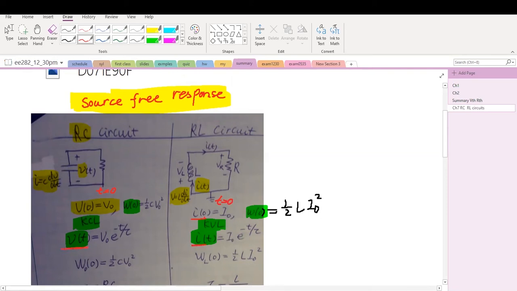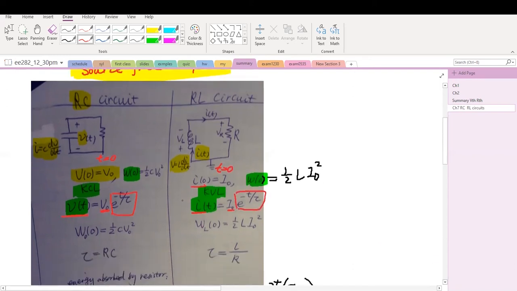In the RC circuit, we talk about voltage. In the RL circuit, we talk about current. So this is V naught and this is I naught. We have the same exponential here, but with different tau. Tau is the time constant. In the RC circuit, tau equals RC. For the RL circuit, tau equals L divided by R.